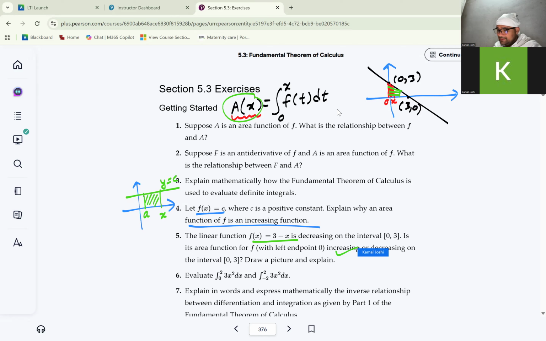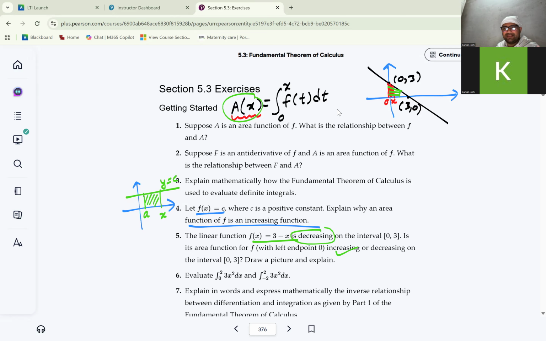The point is that f is decreasing. The function itself is decreasing, but the area is increasing. Again, not a super surprising fact, and with the diagram it is very obvious. But without the diagram, when we make a statement, it is something worth remembering.